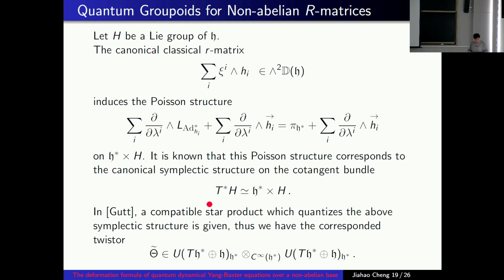And if we identify X star times H with the cotangent bundle of H, then this Poisson structure just corresponds to the symplectic structure of this cotangent bundle. In a paper, she has given a quantization of this symplectic structure on the cotangent bundle of a Lie group, and her quantization is actually a compatible star product, corresponding to theta tilde. So these tricks belong to the completed tensor product of this Hopf algebra.